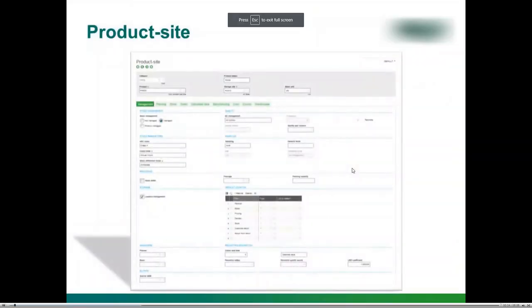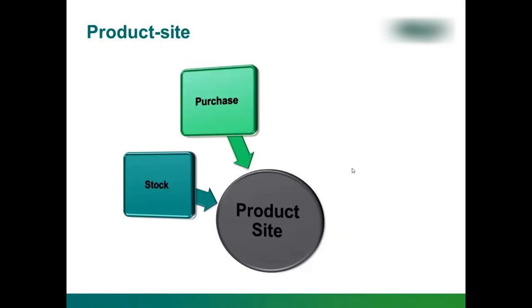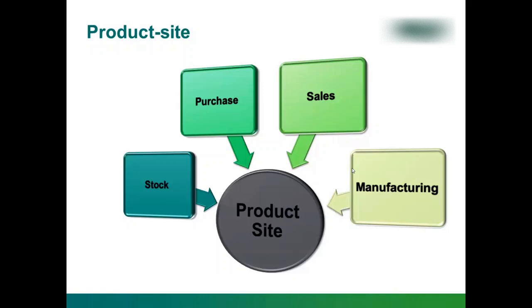Our product sites. And how do you assign products to those sites? Well, a product site is a company's locations where your products are stored. Now, this site can be a site that just stores stock, where you purchase stock into, sell stock out of, or manufacture stock, or any combination thereof.